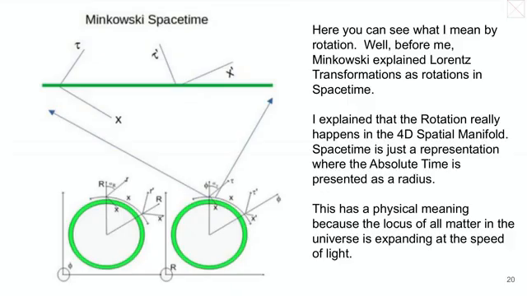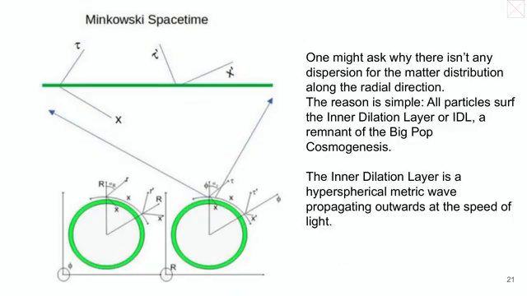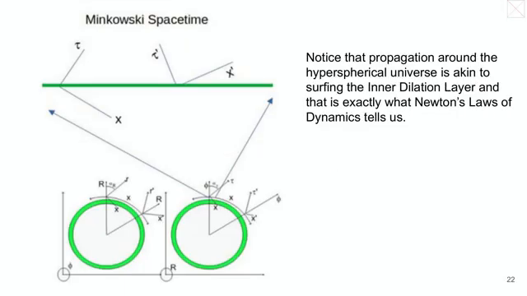This has a physical meaning because the locus of all matter in the universe is expanding at the speed of light. One might ask why there isn't any dispersion for the matter distribution along the radial direction. The reason is simple. All particles surf the inner dilation layer, or IDL, a remnant of the Big Pop cosmogenesis. The inner dilation layer is a hyperspherical metric wave propagating outwards at the speed of light. Notice that propagation around the hyperspherical universe is akin to surfing the inner dilation layer, and that is exactly what Newton's laws of dynamics tell us.